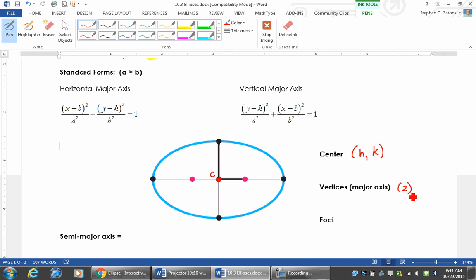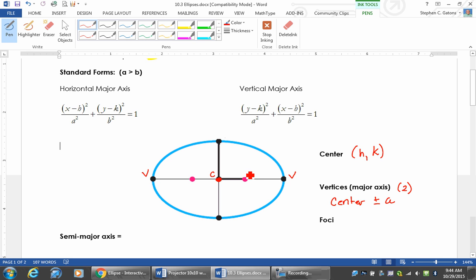So on the major axis there are two vertices. This one would be a vertex in this picture, and this one would be a vertex. You start at the center and you add or subtract a in whatever direction you're going. If you're going to the right and to the left, then you add and subtract a from the x value. If you're going up and down to get your vertices, then you subtract and add a from the y values. Because if you're going up and down, the y value is changing. If you're going right and left, the x value is changing.